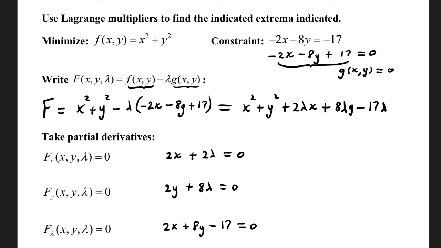Now we'll write a capital F function. Capital F is defined as the original function given, x squared plus y squared, minus lambda times our constraint. We just found our constraint, so minus lambda times our constraint. Distributing lambda, that gives us x squared plus y squared plus 2 lambda x plus 8 lambda y minus 17 lambda.